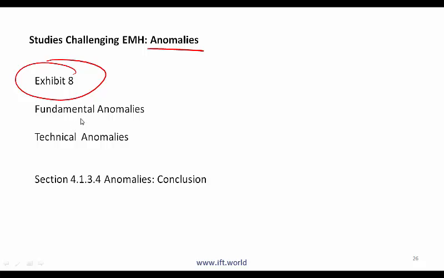Because now at level 3, you need to know this stuff. It should be second nature to you. So one of the most well-known and the oldest anomalies is the post-earnings announcement drift. What does this mean? This implies that if a company has a positive earnings surprise, those companies tend to outperform.